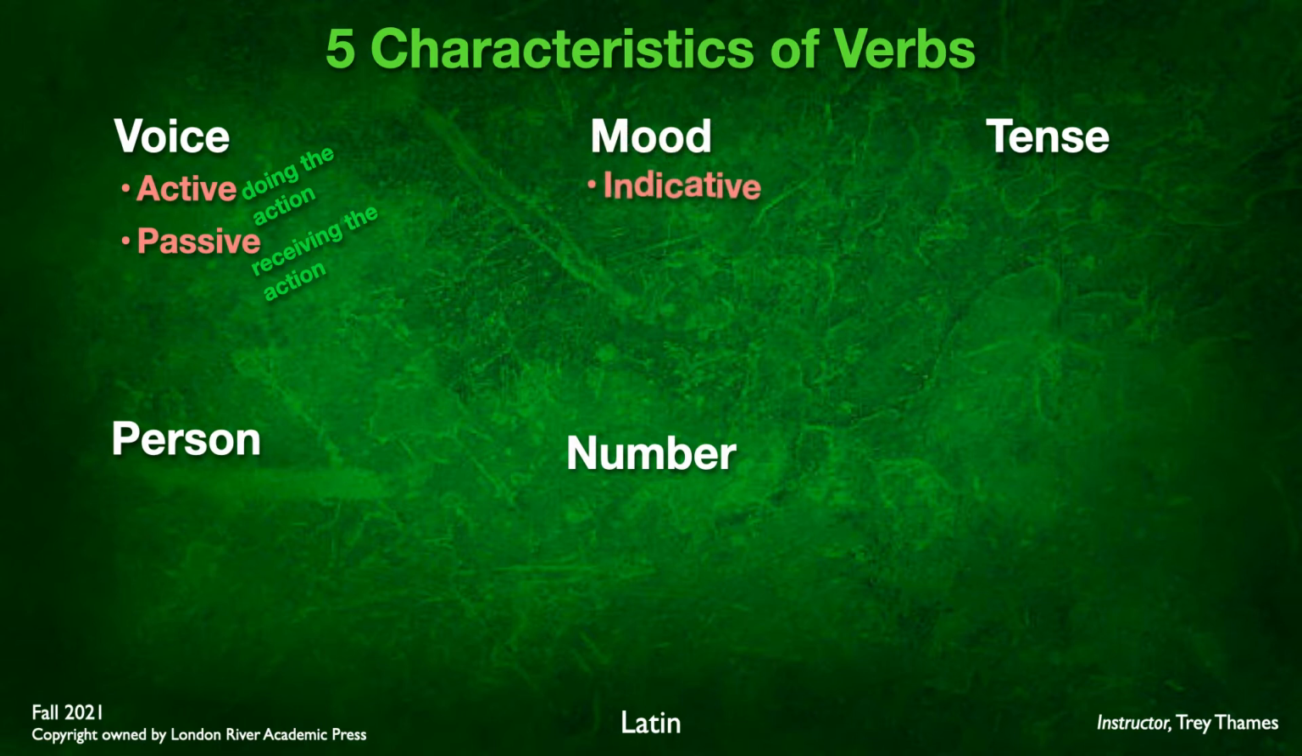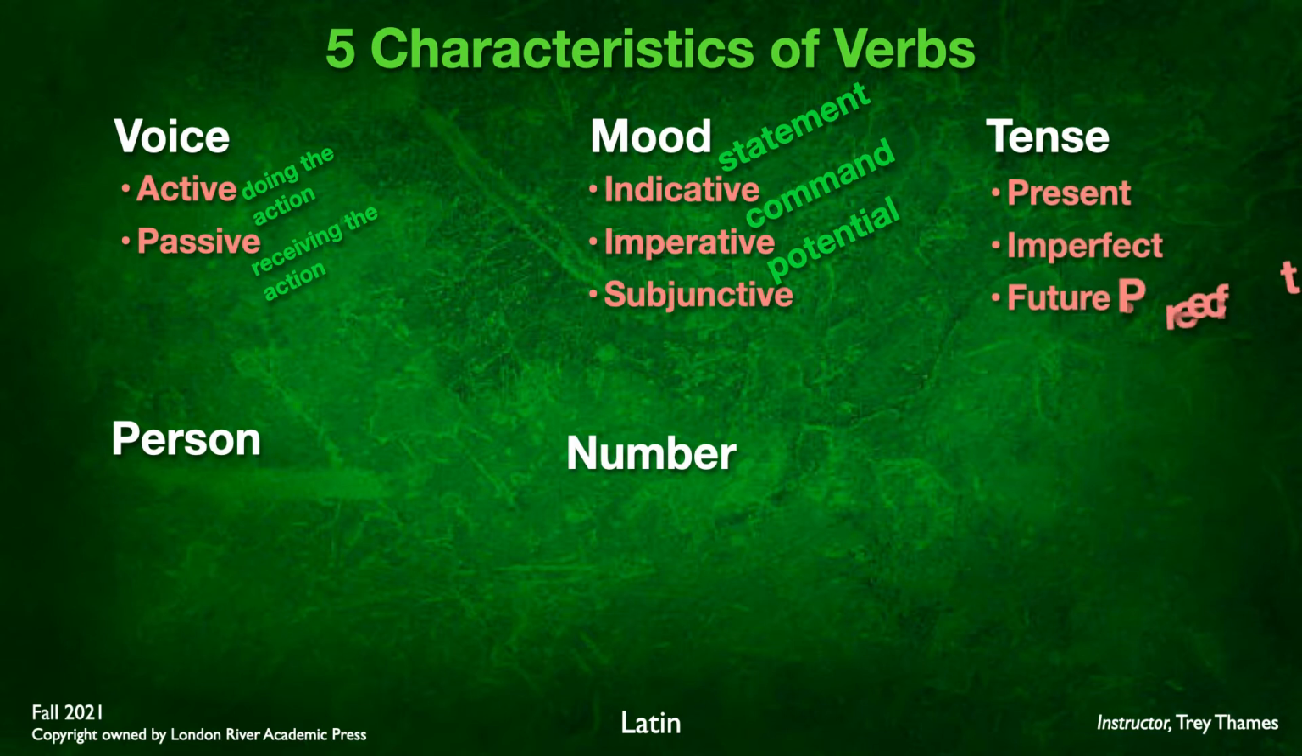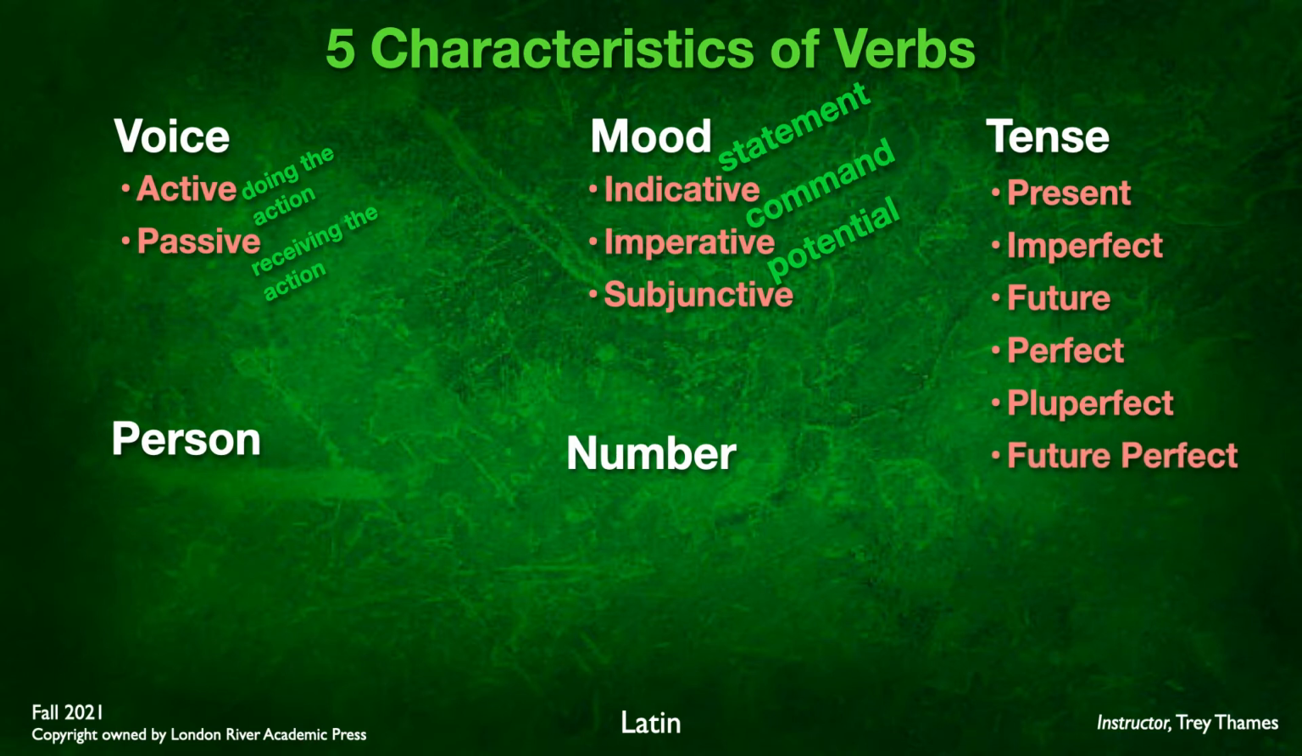Mood. We have 3 options for mood. We have indicative, which is a statement. We'll again break these down just a tad bit more. Imperative is a command, and subjunctive is potential action. We'll again break these down just a bit more. Tense, we have 6 possibilities: present, imperfect, future, perfect, pluperfect, and future perfect.